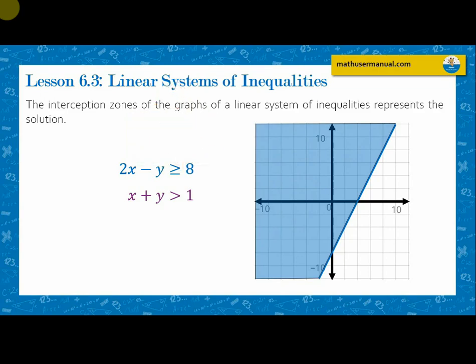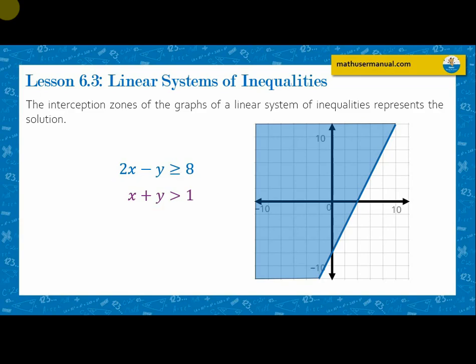But there is another detail to pay attention to. We have the little line that means an equal sign, because 2x minus y is also allowed to be equal to positive 8. This means we are allowed to have solutions on the line. That's why the line is a solid line. Now, this is the graph that represents our blue inequality. Let's move on to the bottom inequality.